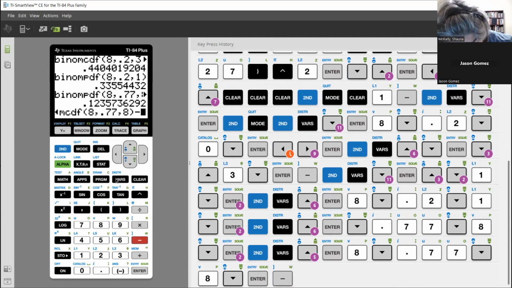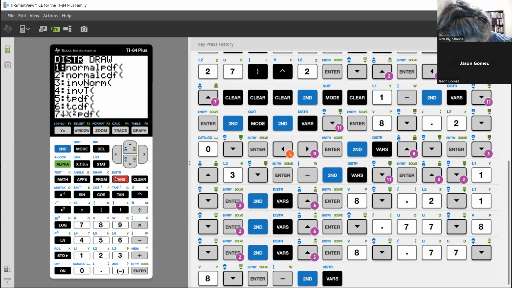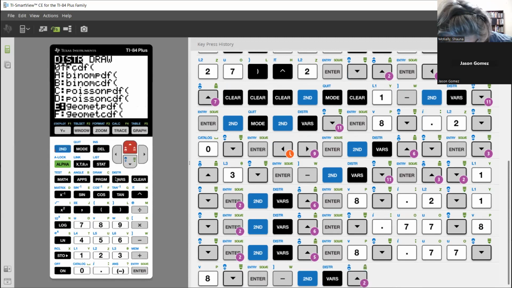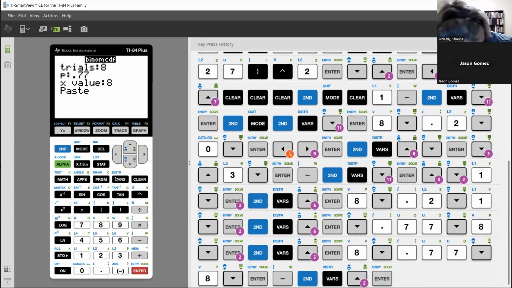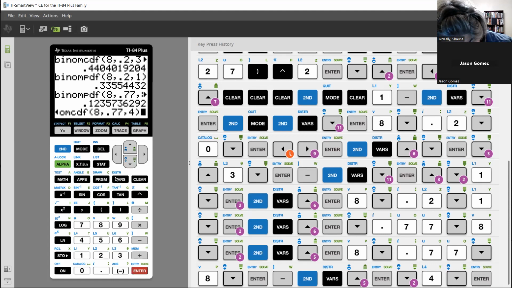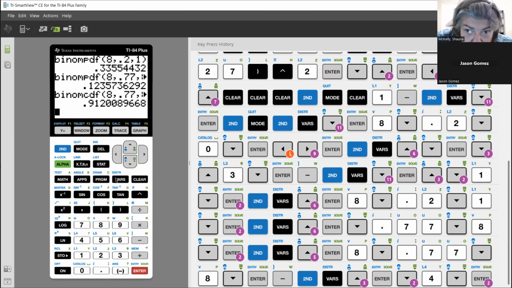Minus second distribution, binomial CDF, 8.77. We're going to subtract 4 from it. Paste it. I get 0.9120. I got that too. That's correct. Yay. Okay. Next question for part C.